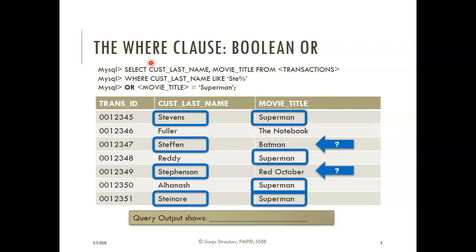And the answer is, we will see rows 1, 3, 4, 5, 6, and 7. Why is that? Because only one of these conditions needs to be satisfied.